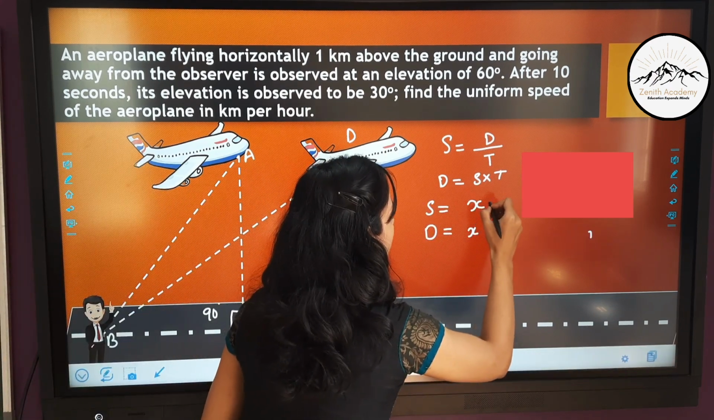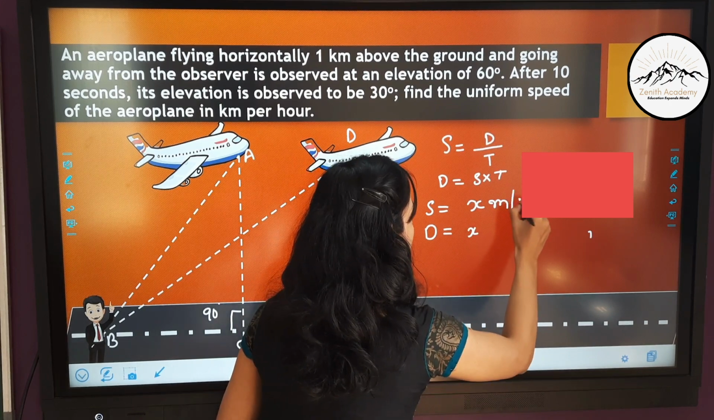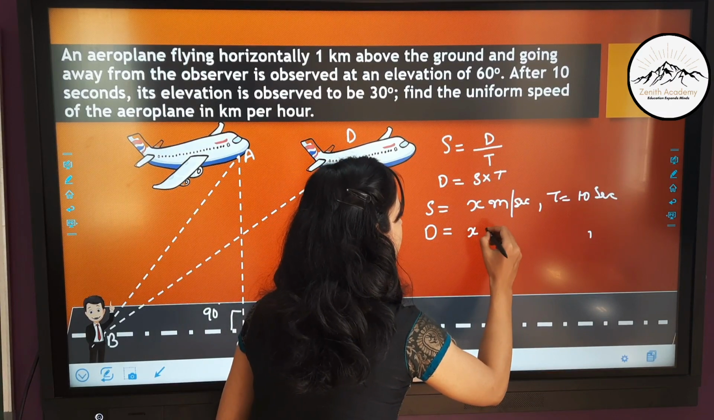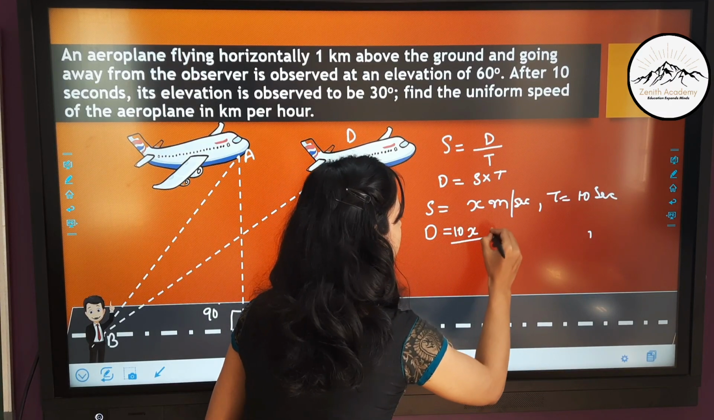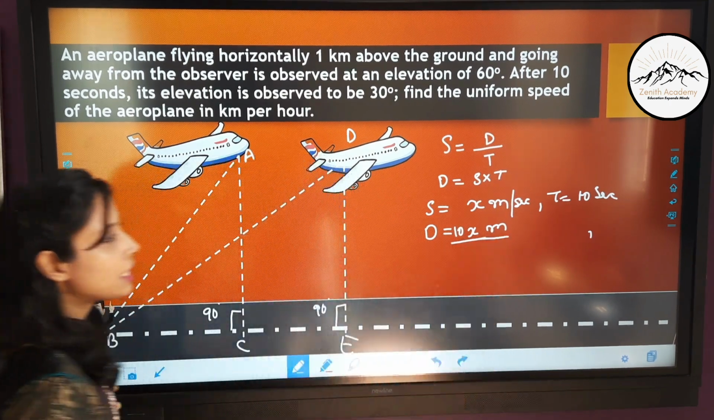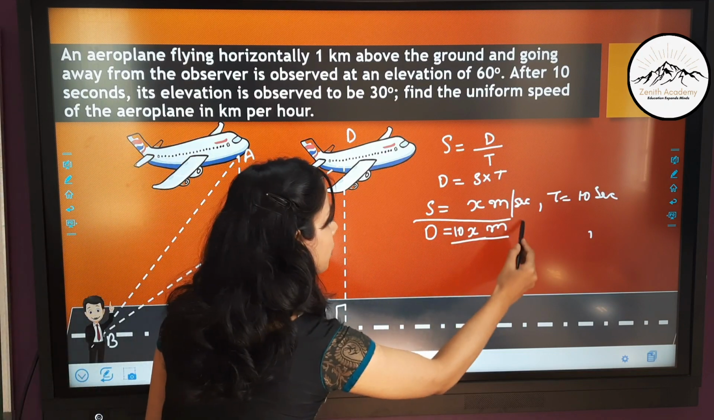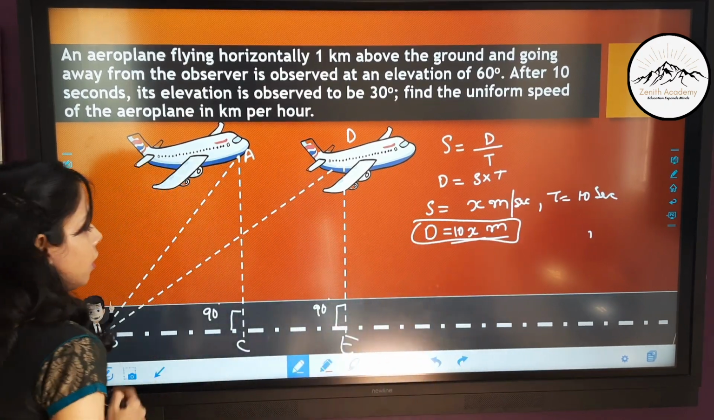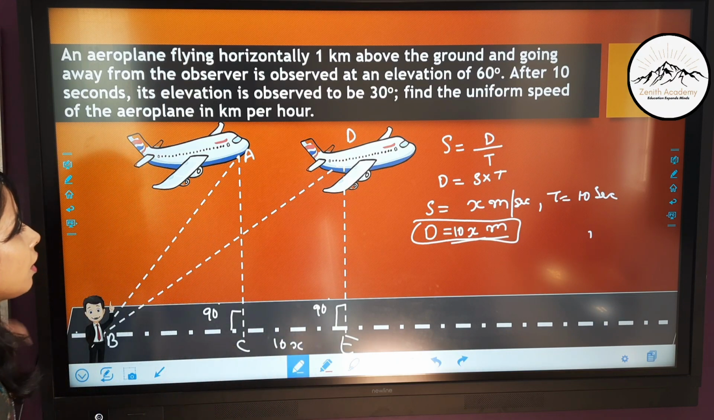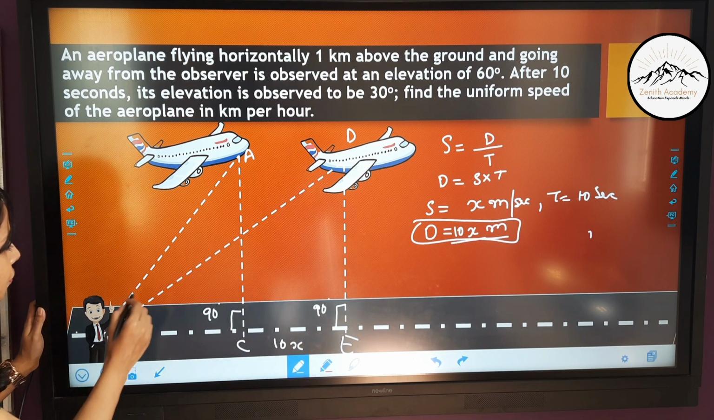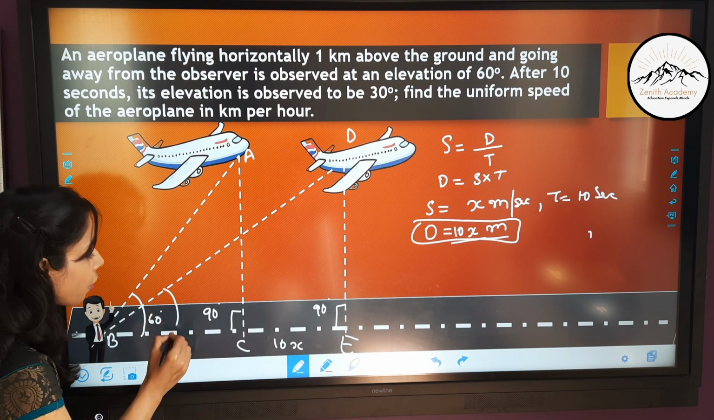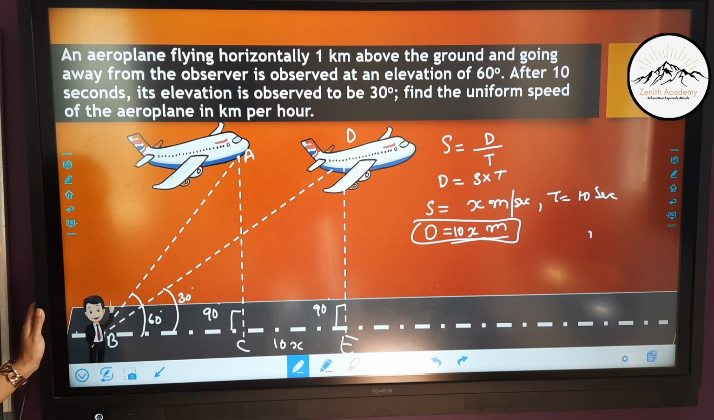So let's suppose our speed is x meter per second and time is given to us as 10 seconds. So our distance will be 10x meters. Please be careful about the units. This distance will be equal to 10x meters, so our CE will be equal to 10x. Now, how can we find this? Let's first mark the angles of elevation. First it was 60 degrees. As it moved forward, it changed to 30 degrees.